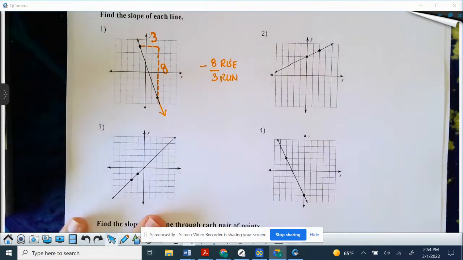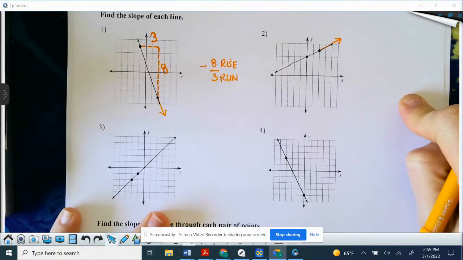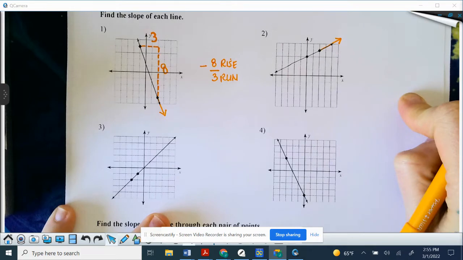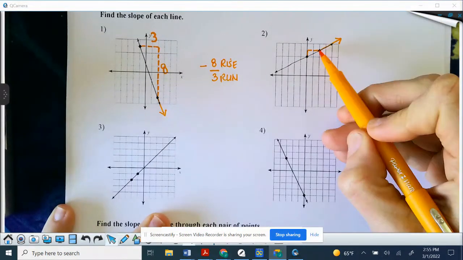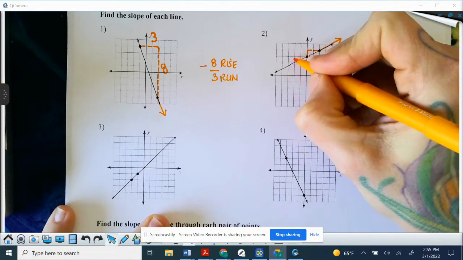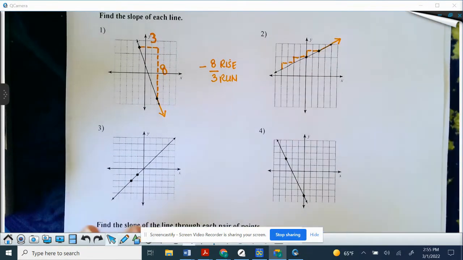So number 2, it's going up to the right, so we know that my slope is going to be positive, so you don't need a negative sign. From dot to dot, I go up 1 over 2. Now, if you don't have dots, I highly recommend making sure, I call them stairs because they look like a staircase to me, that you have 3 stairs that match the same rise and run.